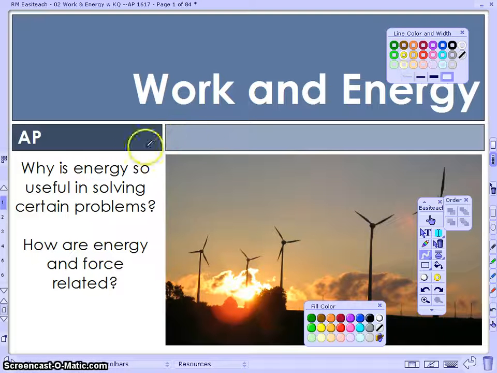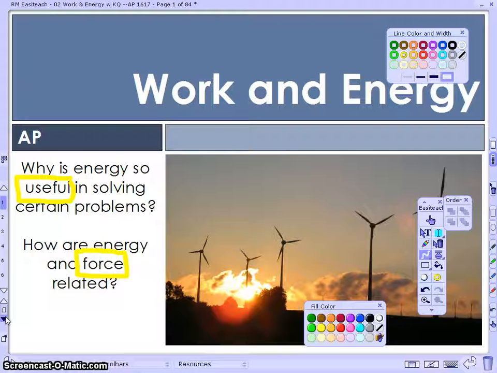Why is energy so useful in solving certain types of problems? How are energy and force related? This is obviously an introduction to a new unit, work and energy. This begs the question, why are these two things grouped together?